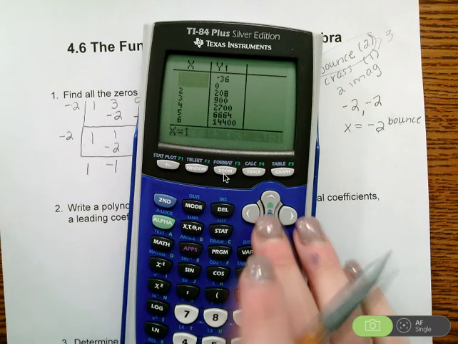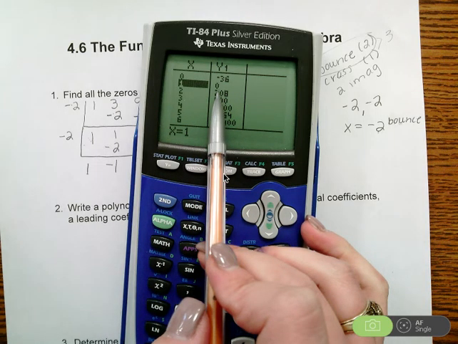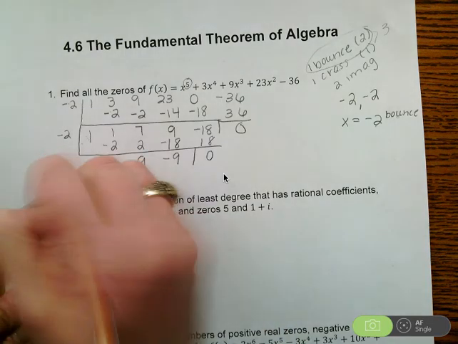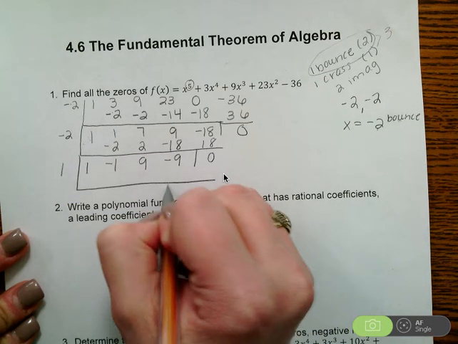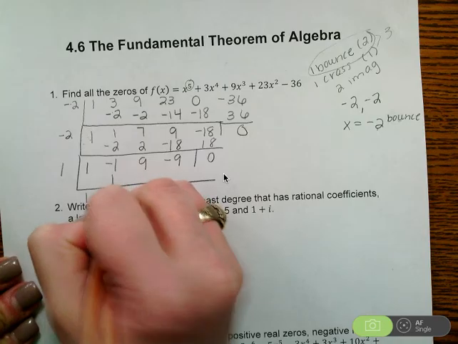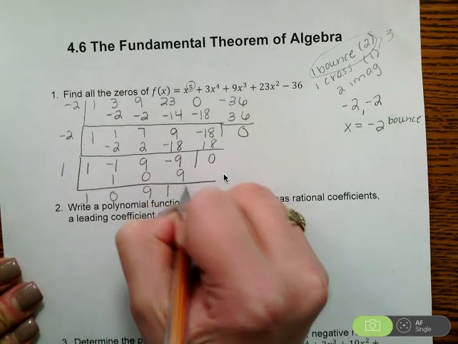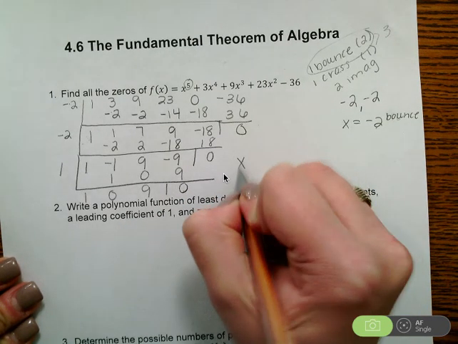You don't have to. But if you notice, I went to my table this time and I saw that another 0 happened at +1. So now I'm going to divide out by 1. So bring down the 1, multiply, 0, 0, 9, 9, and 0. Great, so now we have this polynomial.